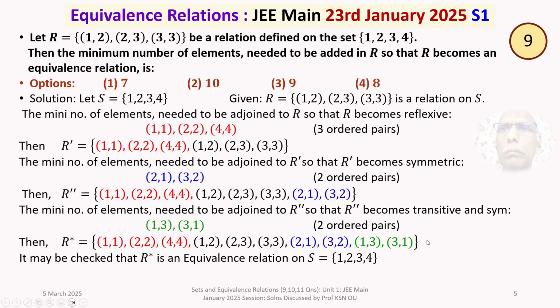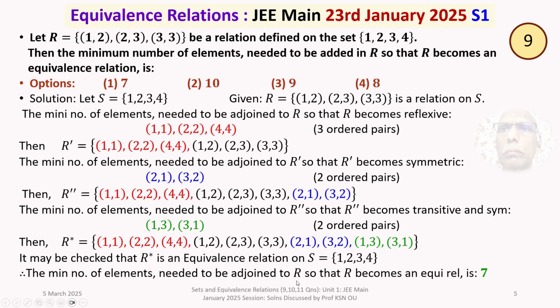Right. How many elements have we adjoined? Ordered pairs we have adjoined: 3 plus 2 plus 2, that is 7. So the minimum number of ordered pairs needed to be adjoined to R so that R becomes an equivalence relation is 7. So let's look at the options. Our answer 7 appears against option 1. Therefore, the answer to this question is option 1.